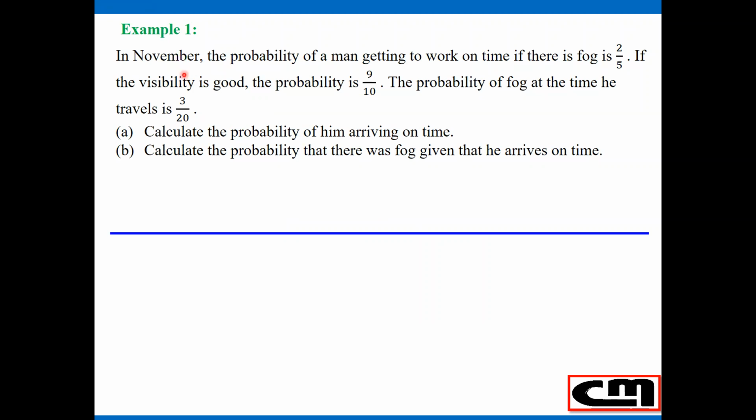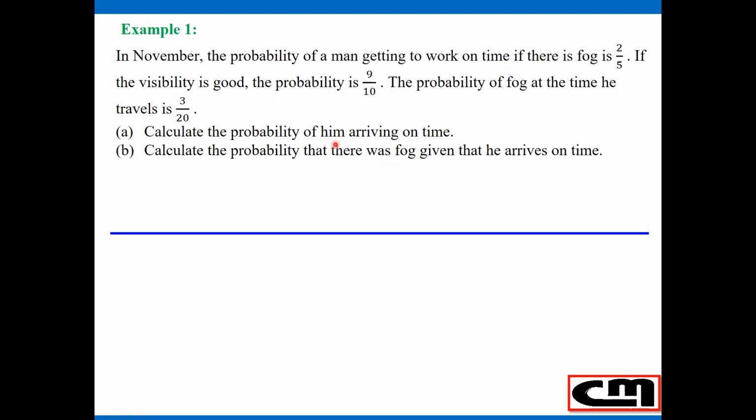So in example number 1, in November, the probability of a man getting to work on time if there is fog is 2/5. If the visibility is good, the probability is 9/10. The probability of fog at the time he travels is 3/20. A, calculate the probability of him arriving on time. B, calculate the probability that there was fog, given that he arrives on time.